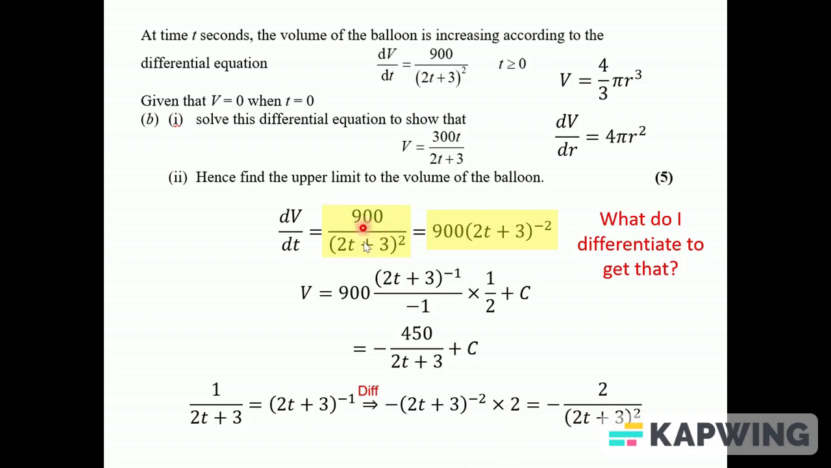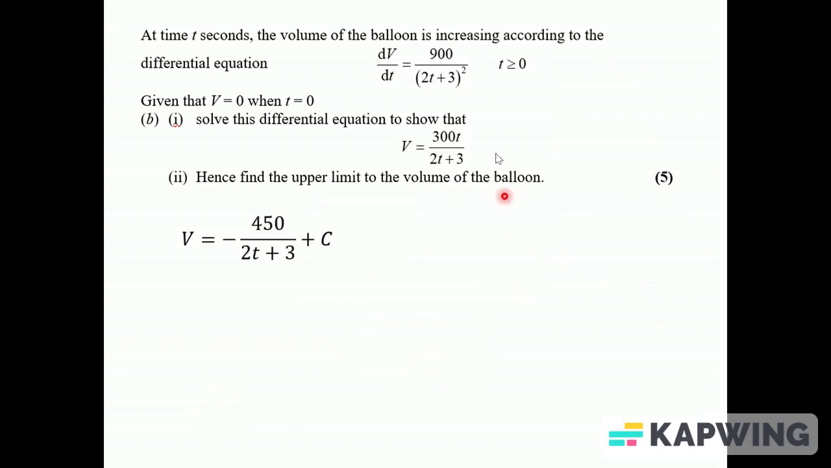But I want 900 over it, so I don't want the minus, and I want that 2 to be 900, so I need to multiply by minus 450, and I'll have to do the same over here. And when I multiply this by minus 450, I do get that. And then once in this form, I need to find out what the C is. So sub in t is 0, V is 0, and that gives me that C is 150.